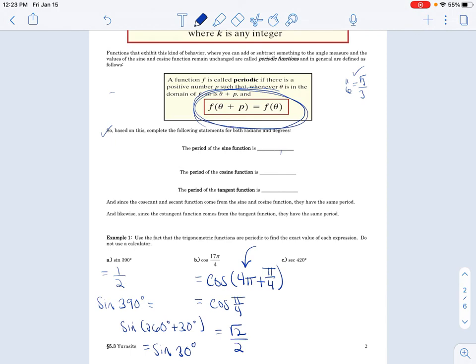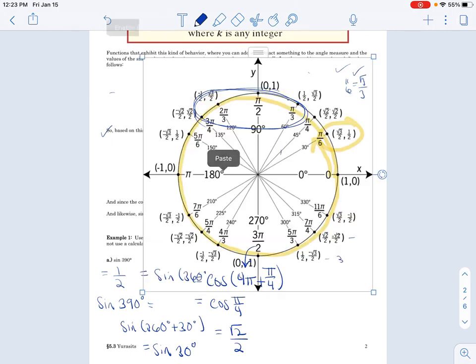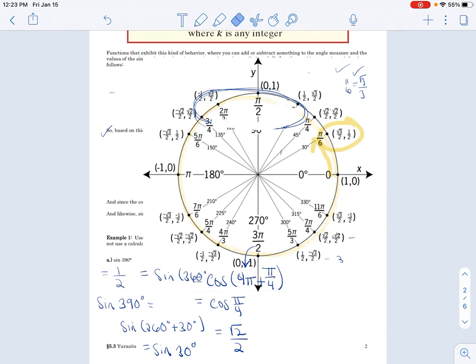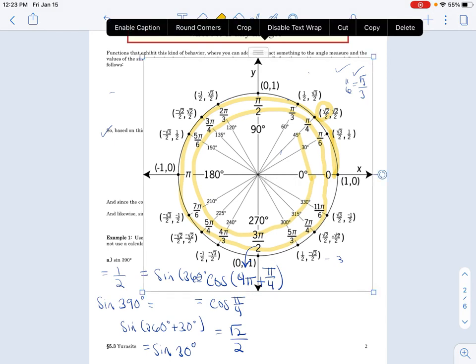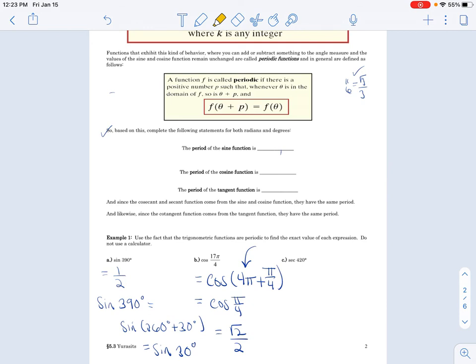If it's still a little funky, and we're going to do more together as a class, what we're doing here is we go around the circle 4 pi. So 1 time is 2 pi. Then I go around again, that's 4 pi. Now I need an additional pi over 4. So I'm right here, and that's how I got root 2 over 2. Again, we're going to do a lot of these together.